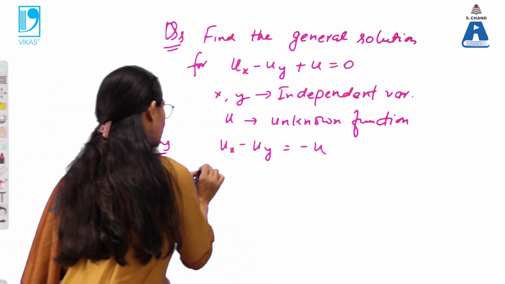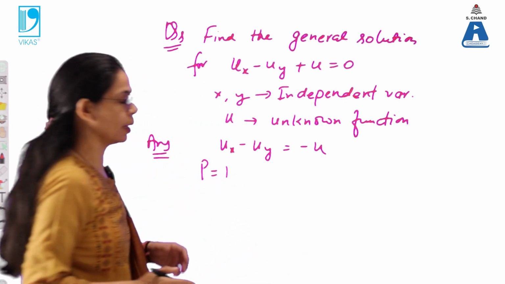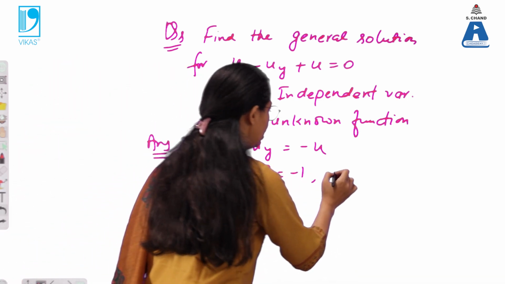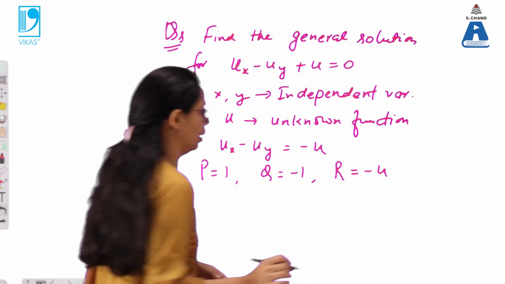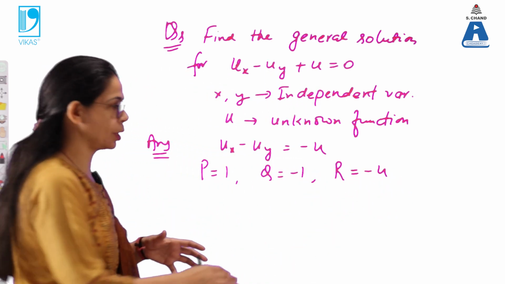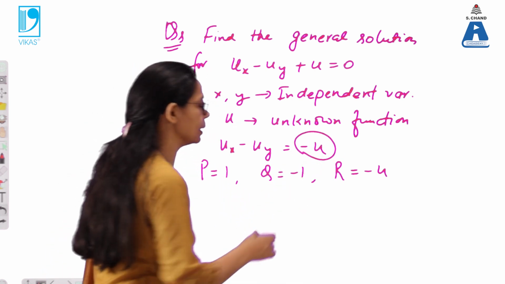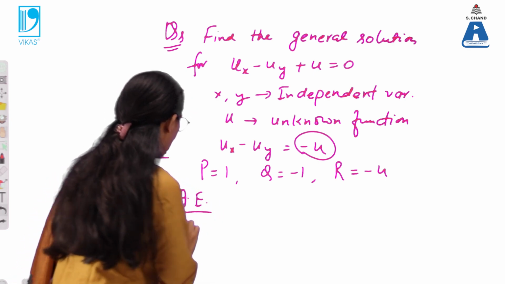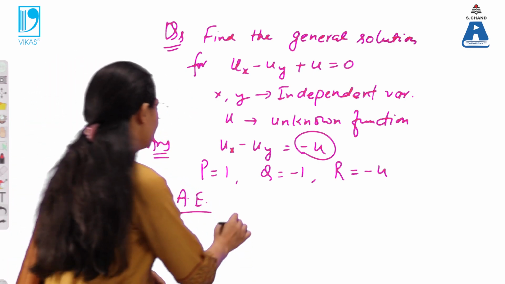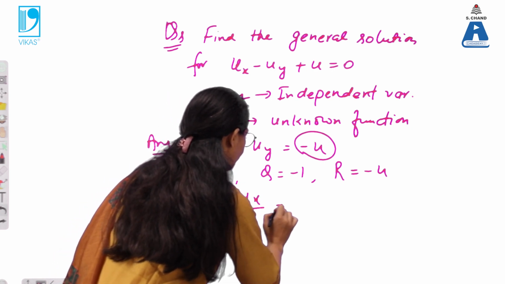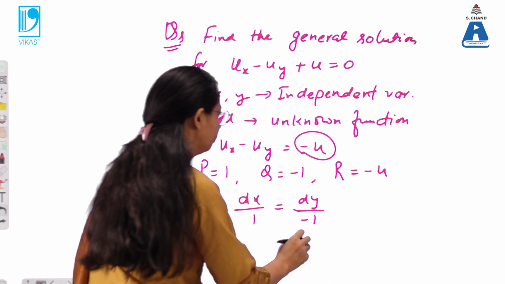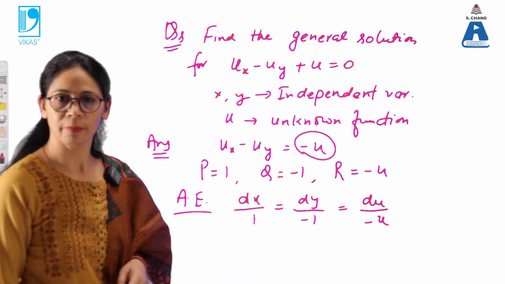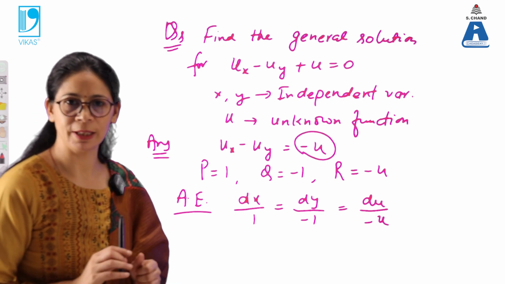Here capital P is 1. If we compare it with the standard Lagrange's form, capital Q is minus 1 and R is minus u. Remember, we should not take just the coefficient of u, but this entire thing will be considered as our R. Therefore, we will now form the auxiliary equations. We will use the abbreviation AE for auxiliary equations. So it will be dx over 1, dy over minus 1 and du over minus u. So this is the formation of the auxiliary equations.